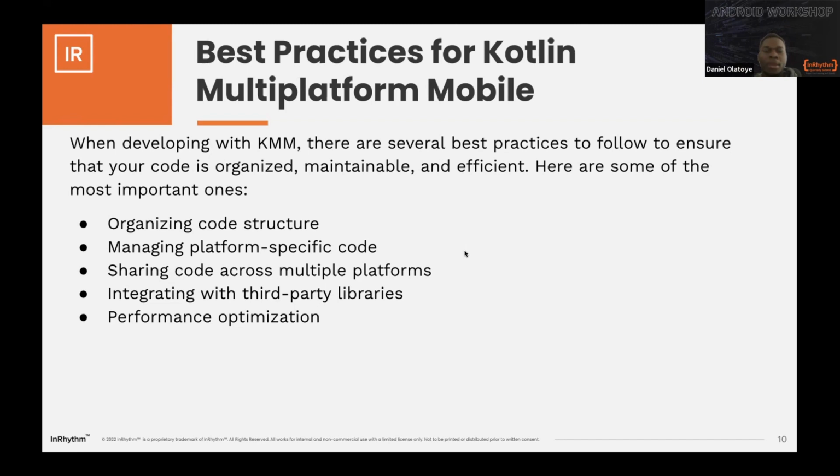So another way to optimize performance is by minimizing the amount of data that is sent between the shared code and the platform-specific code. And you can use the Kotlin data class serialization library to ensure that data is sent in a platform-independent format.